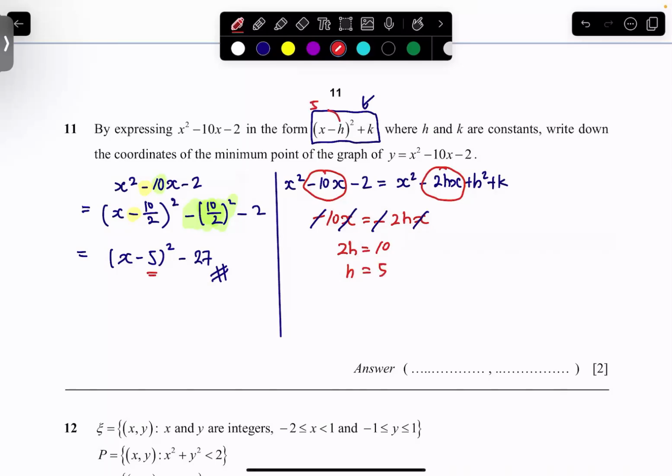Then the next part, since we solve for h, h squared plus k is supposed to be the negative 2. So now we already know h squared plus k equals negative 2 and h is 5. So 25 plus k equals negative 2, k equals negative 27. Okay, this is the same answer. That's the second way.